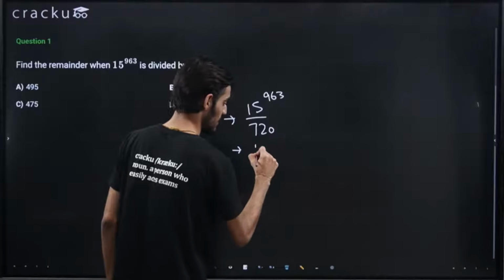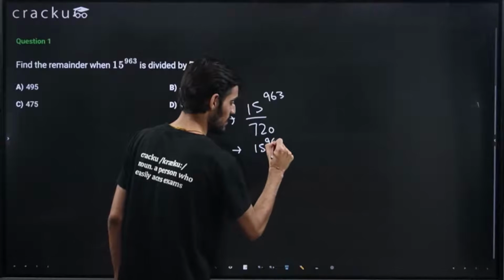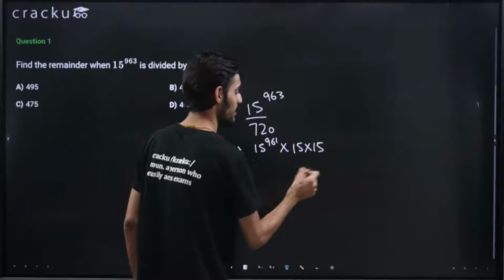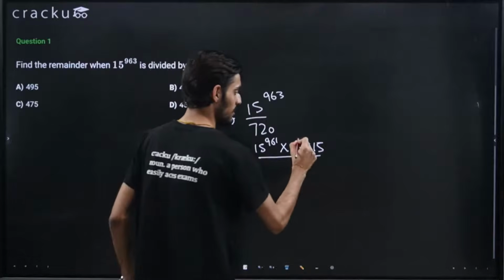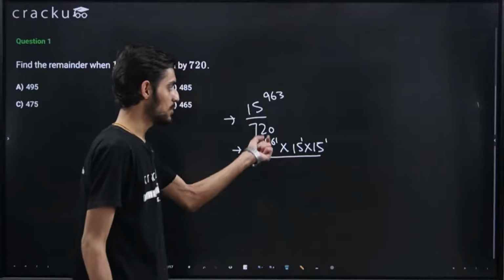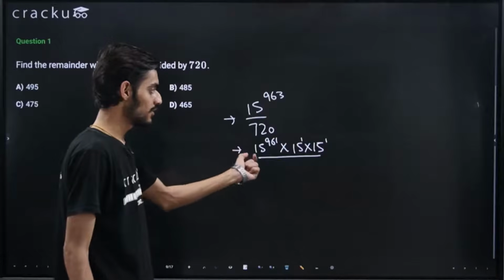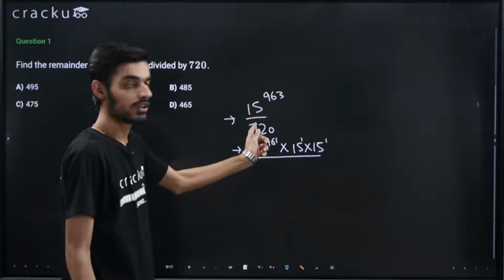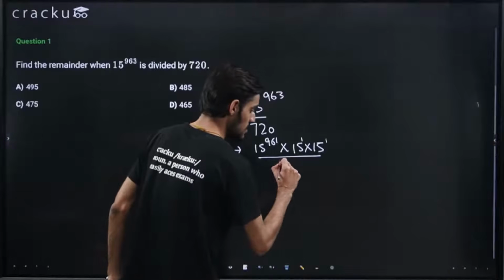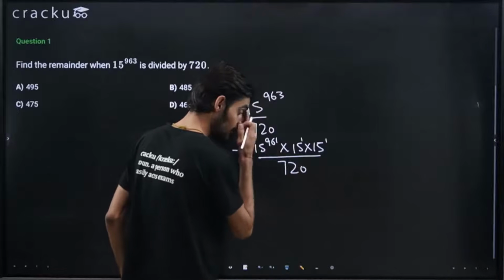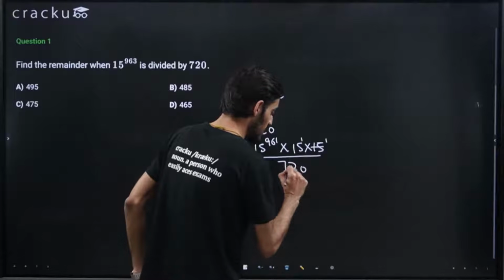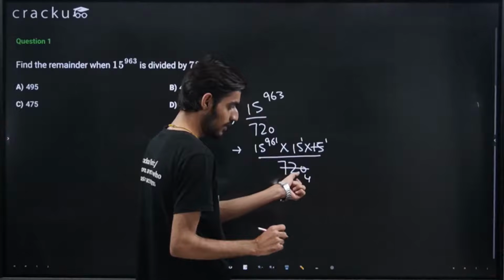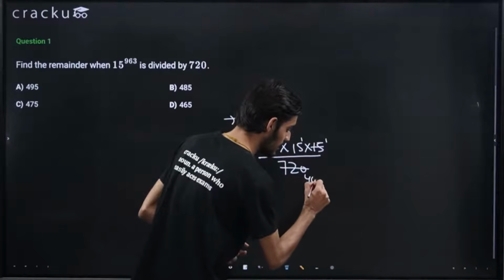So just breaking 15 raised to the power 963 as 15 raised to the power 961 multiplied by 15 multiplied by 15, that is power 1 and 1, so it is 15 raised to the power 963. I have taken two 15s separately so that I can cancel it out from the denominator. So this is divided by 720. So 15 into 4 is 60, 15 into 8 is 120.